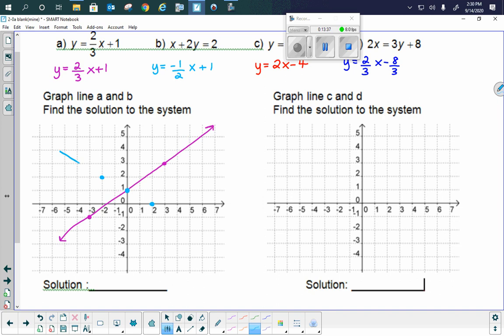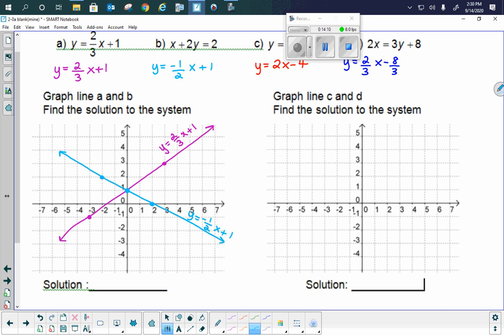Okay, so again, that should be all review. Connect those the best you can. For credit, you need to remember that when you have more than one graph on it, you need to go ahead and label them. So let's go ahead and get that done. This, for full credit, is going to be y equals 2/3 x plus 1. So label it. And then the other one is going to be y equals -1/2 x plus 1.